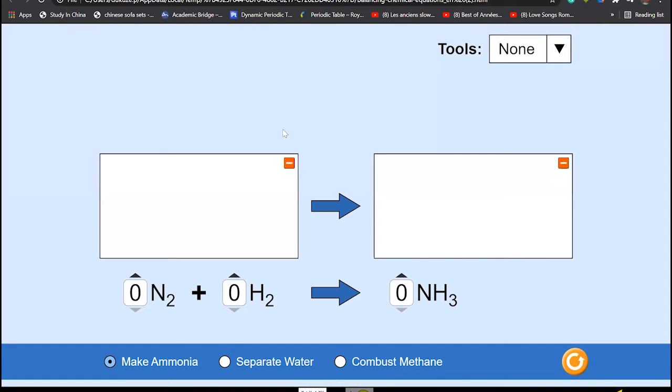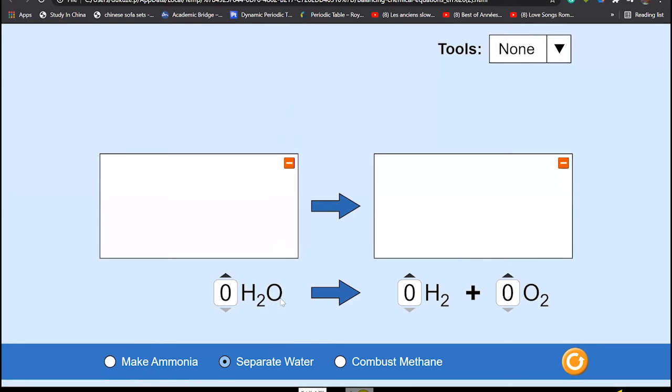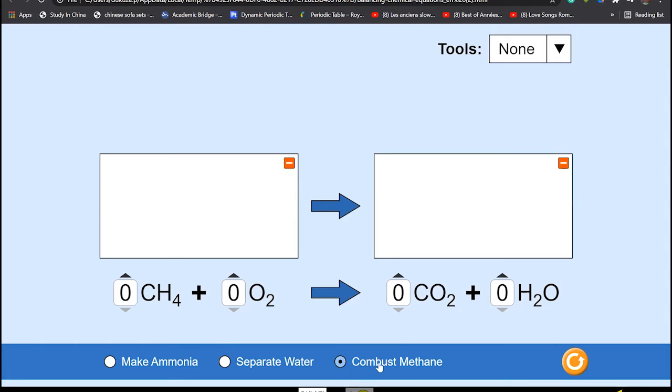Here we have the default appearance of our simulation. The simulation is called balancing chemical equations. When you open the simulation, the first thing you see is this one. And here you see we can balance the equation involved when we produce ammonia from its constituent elements. We can also balance the equation when water decomposes to give its constituent elements. And we can also balance the equation when we combust methane to produce carbon dioxide and water.